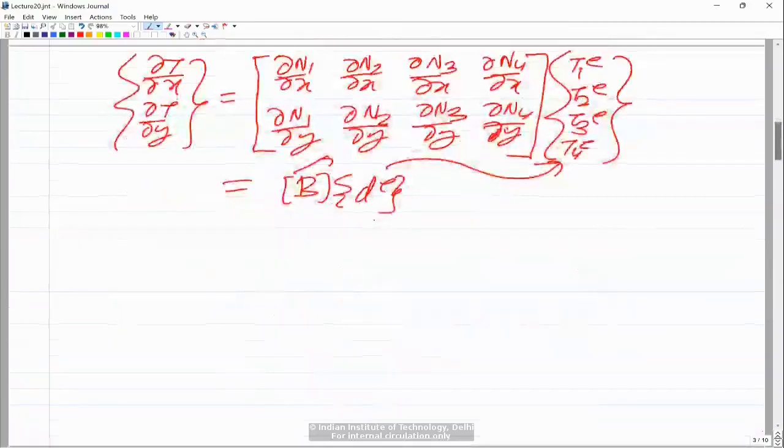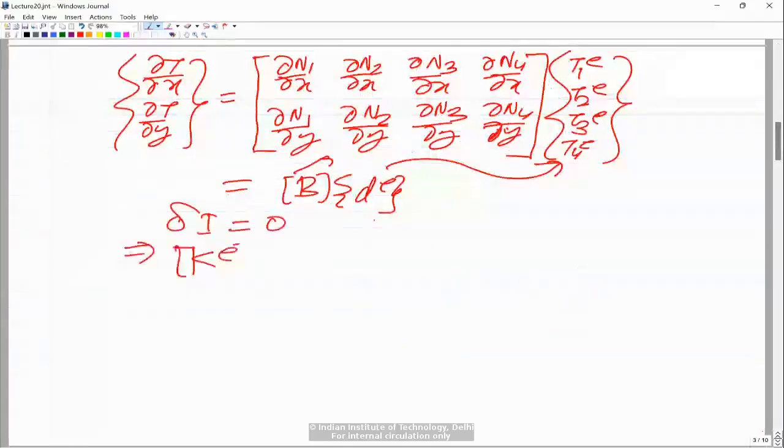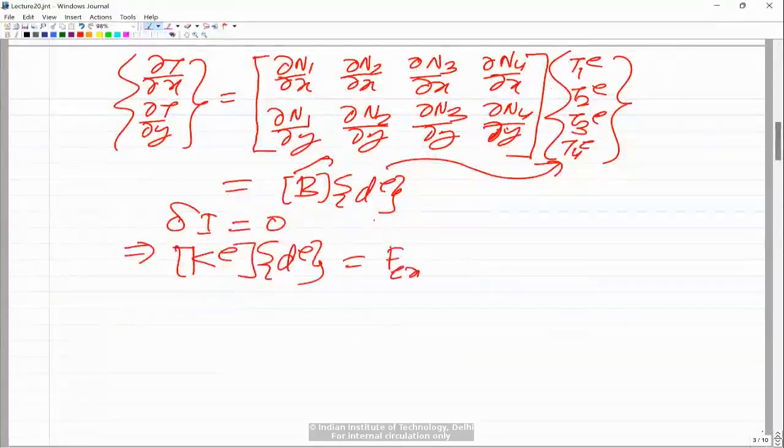And then now you get the element level equations from delta I equal to 0. So the approach is the same. I'm not repeating. So you will get that as this Ke into De. So this form of the equations is the same, although their explicit expressions would be different. So that is F external plus F internal.